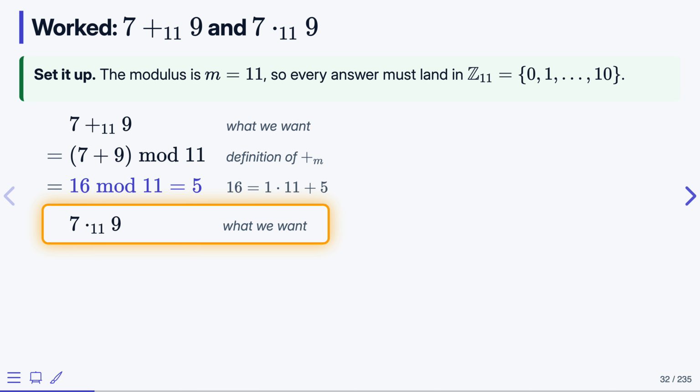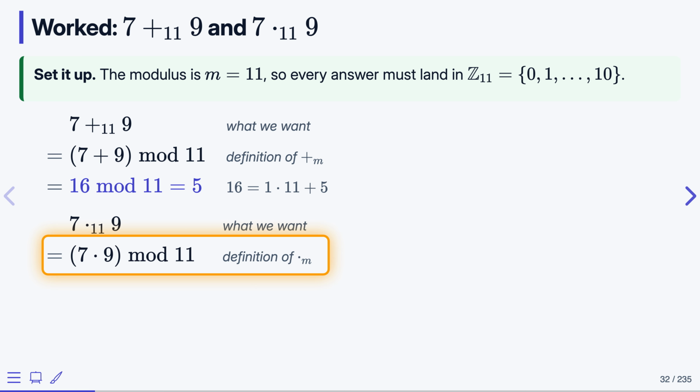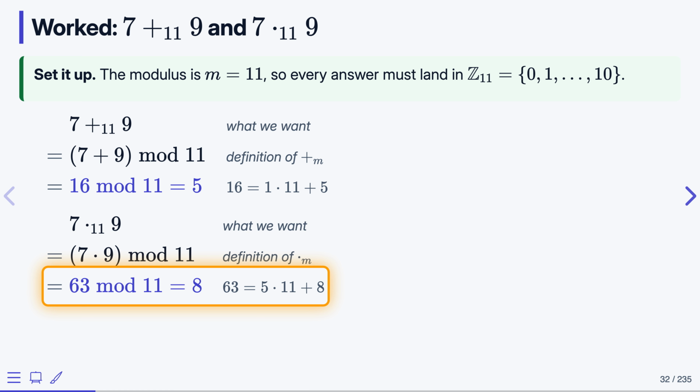Now the product. Line 0: 7 times sub 11, 9. Step 3. By the definition, that is 7 times 9, then mod 11. Step 4. 7 times 9 is 63. 63 mod 11 is 8, because 63 is 5 elevens, 55, plus 8. Both answers sit inside the set just as promised.